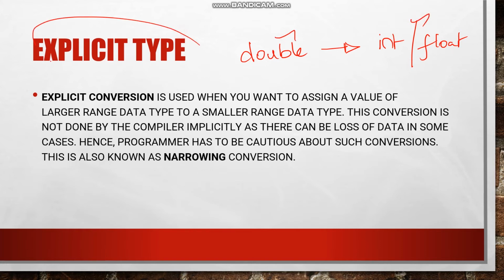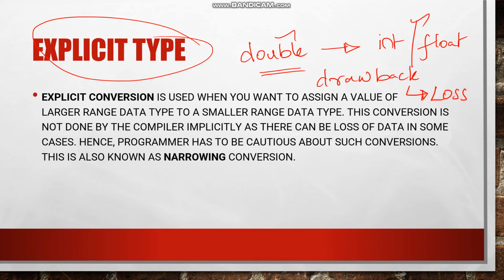There is a drawback in this explicit type, in which you can't get the accurate value. There will be a data loss. So this conversion is not done by the compiler implicitly, meaning this won't be done automatically. We have to tell the compiler that yes, we are converting from double to int, please convert it. And I will be showing you an example of this also in our Eclipse.